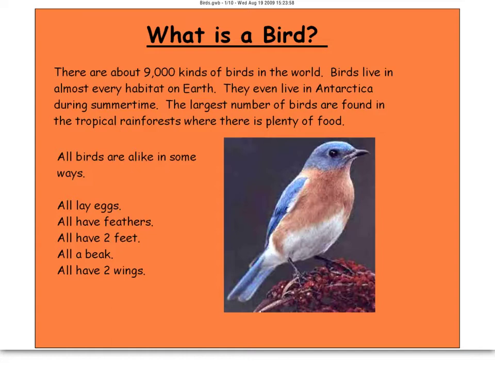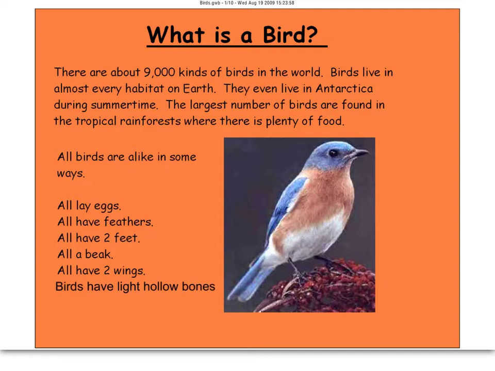All birds have a beak. And again, the beaks are for different purposes, but they all have a beak. And all birds have 2 wings. Now the added on characteristic, birds have light, hollow bones, and that's what helps them to fly. So these 6 characteristics are what is expected out of you whenever you are creating your bird characteristic assignment.